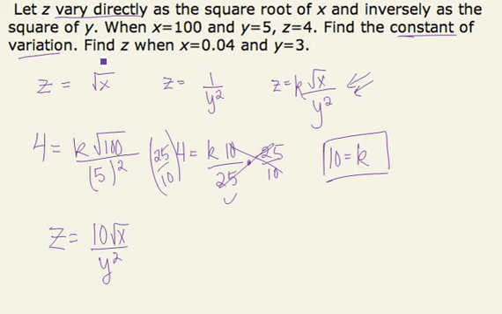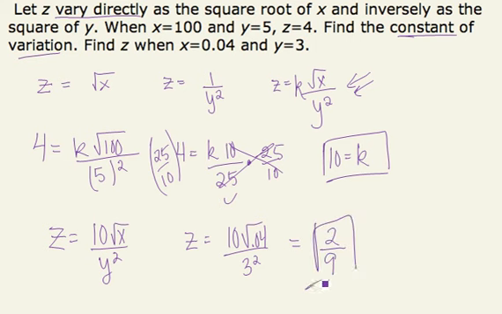But now they say find z when x equals 0.04 and y equals 3. Well, now I just have to plug numbers in. 10 times the square root of 0.04 divided by 3 squared. Quick computations show 10 times the square root of 0.04 is 2, over 3 squared is 9. So z equals 2/9.